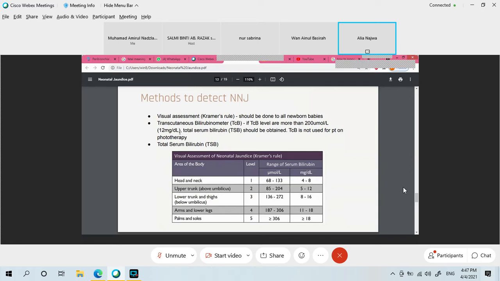okay, so these are the methods to detect neonatal jaundice. We can use visual assessment, which is Kramer's rule. It should be done for all newborn babies. And then we have the transcutaneous bilirubinometer, which is the TCB. And if the TCB level is more than 200 micromole per liter, then we have to do the total serum bilirubin test. And the third one would be the total serum bilirubin test.